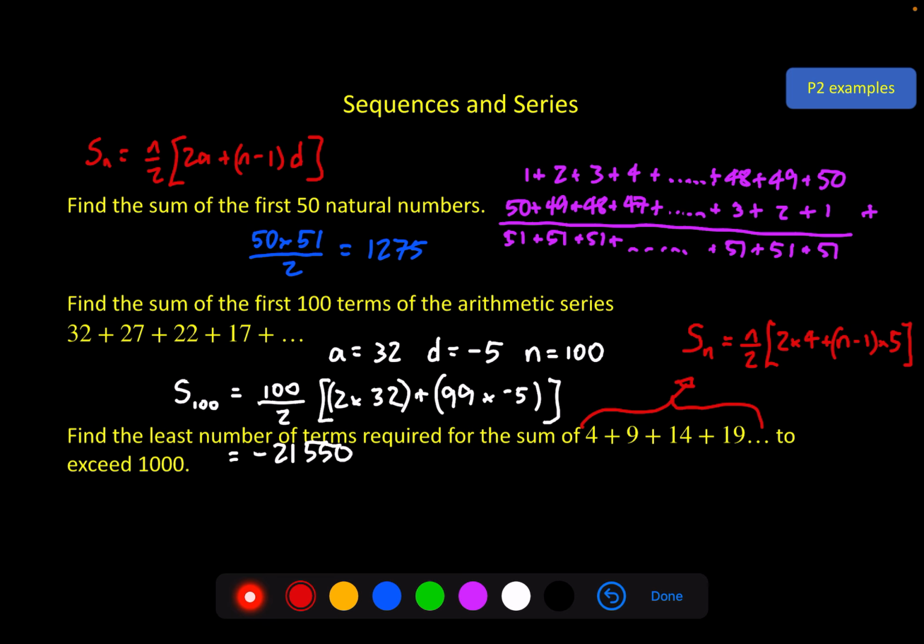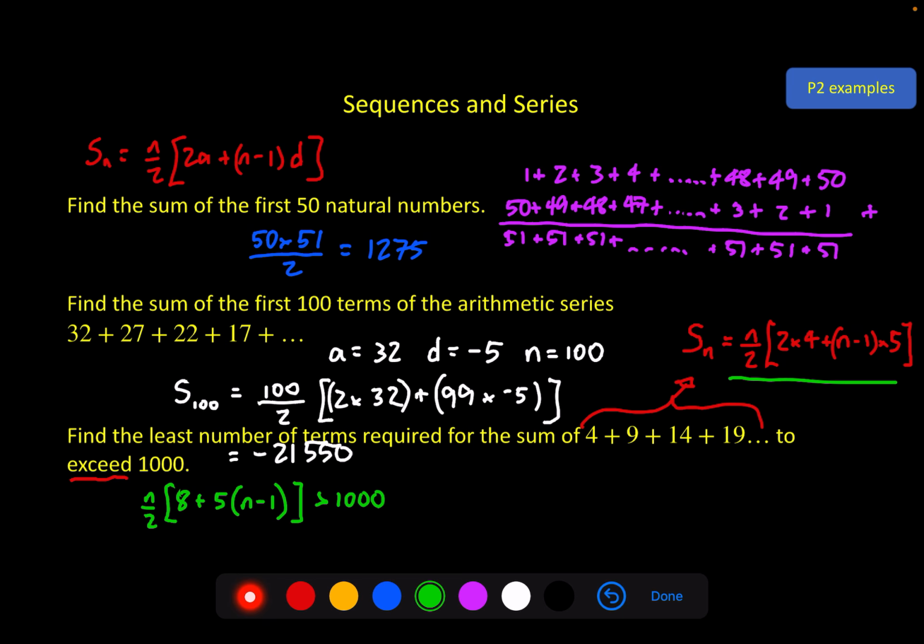So this is the sum to n. But I don't know what n is yet. What I do know is that I need this thing to be bigger than 1,000. So let me write out the inequality. We've got n over 2. I'm just going to simplify it. 2 times 4 is 8, plus 5 times n minus 1. Okay, so that's the same as this thing here. And this needs to be greater than 1,000. So I've got an inequality to solve. Let's go ahead and do it.